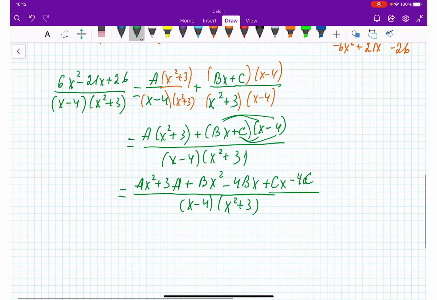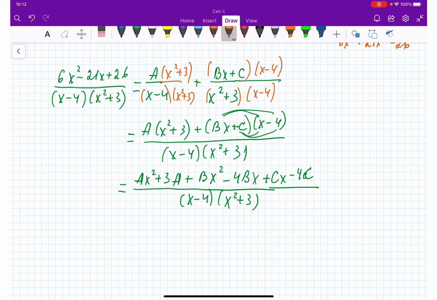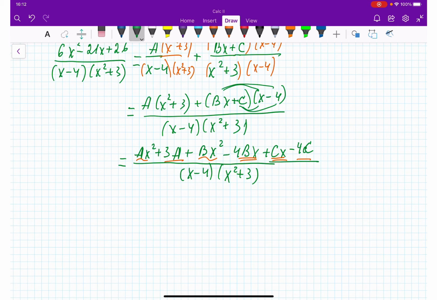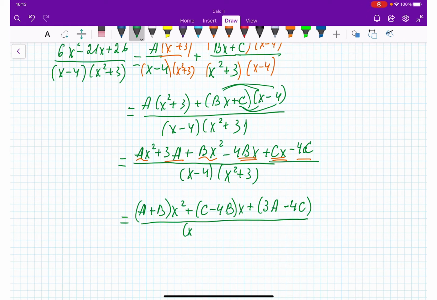Yes? Okay. So combining like terms, this goes with this, this one goes with this one, and 3A goes with −4C. Taking x² out, I'm getting (A + B)x² + (C − 4B)x + (3A − 4C), divided by (x − 4)(x² + 3).